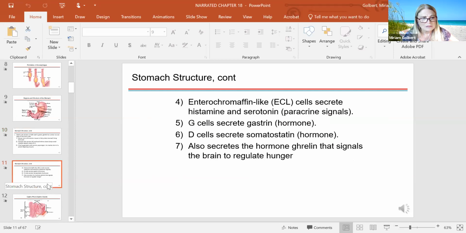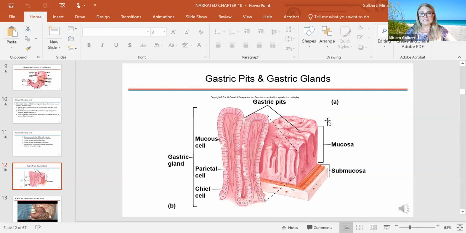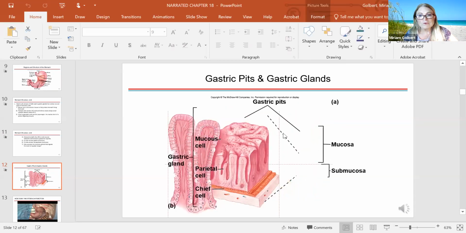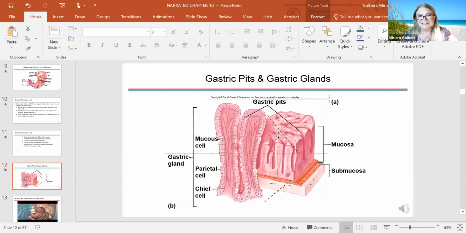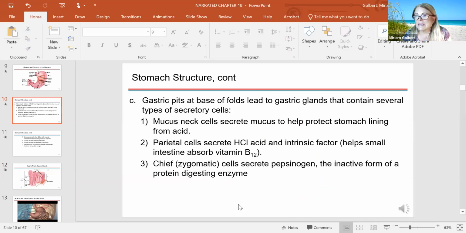So I'm going to show you the picture here, because the stomach has a lot of folds in the mucosa, which is called the rugae. And within these folds, we have glands. So these folds at the bottom here is what we call gastric glands. And these gastric glands secrete the pepsinogen and the hydrochloric acid, okay? So the parietal cells secrete hydrochloric acid and intrinsic factor.